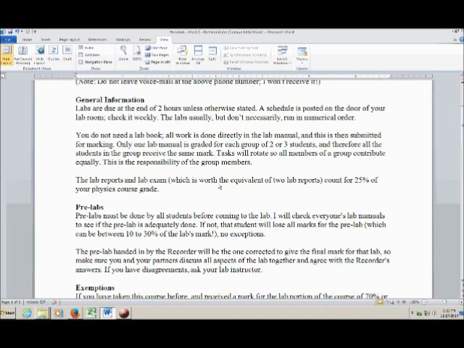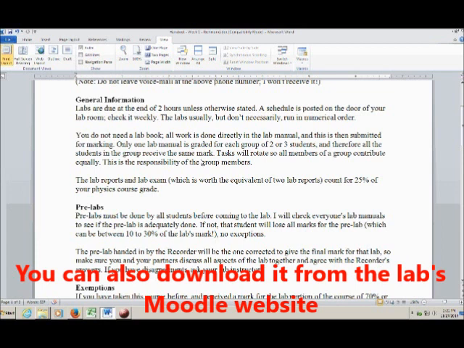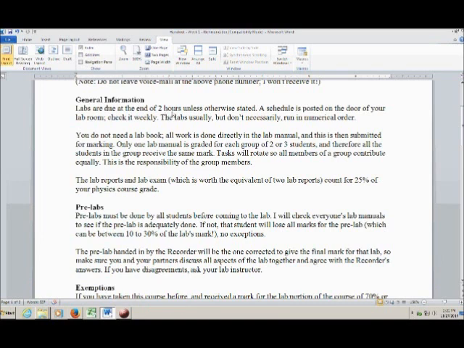So some general information about the labs. This handout you're looking at is something I will have given you in the first lab period. So if you missed it for some reason, just ask me to give you another copy. The labs are due at the end of the 2-hour lab period, and there's a schedule posted on the door of the lab room to say what lab we're doing each week.